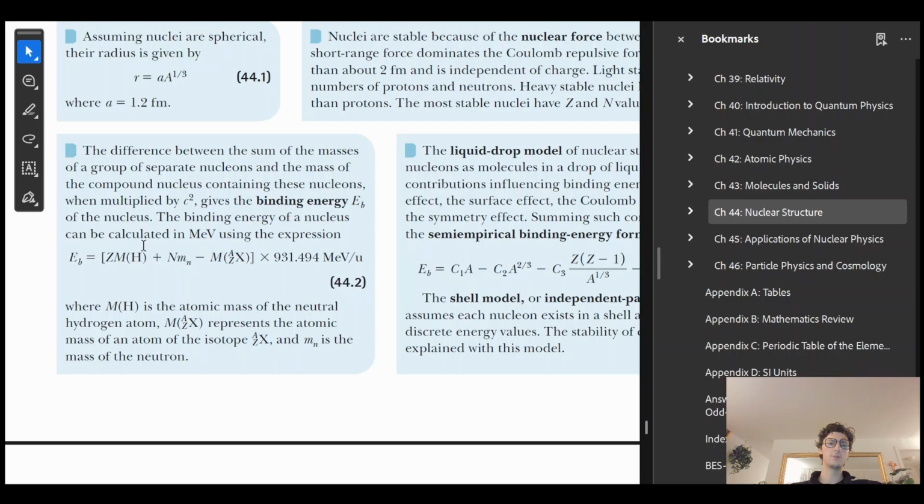The binding energy of a nucleus can be calculated in mega electron volts using the expression, boom. And then here we have a bunch of weird stuff, Z, M, H, N, M, N, M, and then this kind of double symbol. It looks like kind of elemental periodic table stuff. And then this 931, and you can round this 931.494 to 931.5 mega electron volts U.